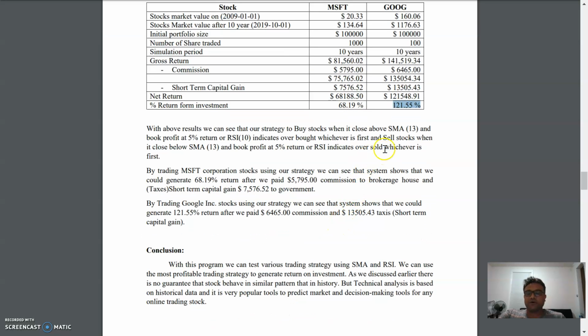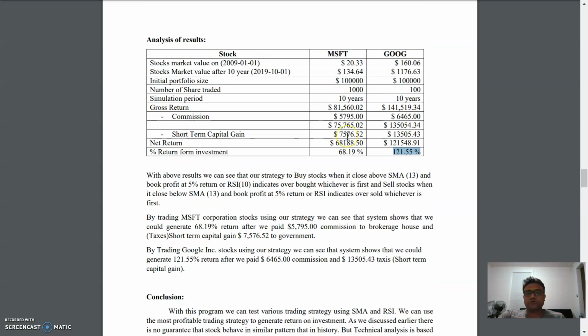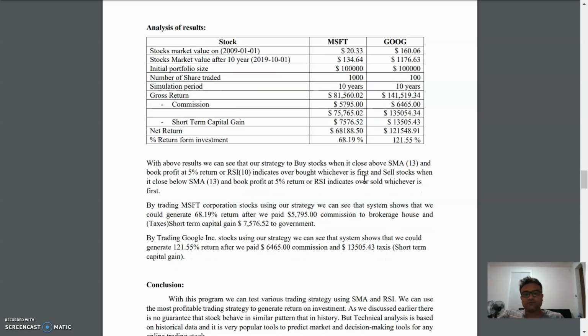So these are the basic calculations of the model. We can run this simulation on any stock with various parameters of the RSI and moving average. Like we can take a 21-day moving average, or 14-day RSI, whichever we need to run the simulation. We can use this in this model.